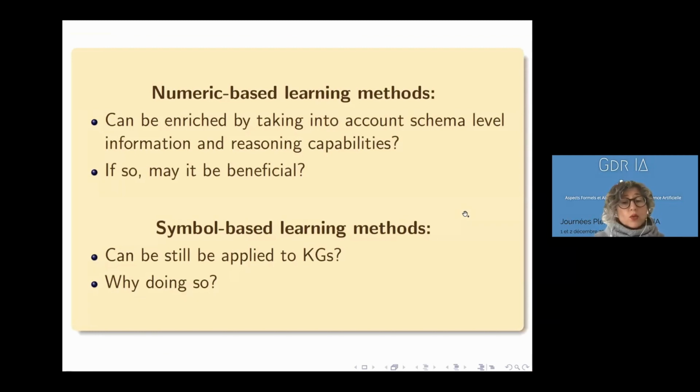So what I will try to do in the rest of this talk is to provide answers to a couple of questions. The first one regards numeric-based learning methods that almost disregard the existence of background knowledge and the exploitation of deductive reasoning capabilities. And the first question would be if it is possible to somehow enhance these methods with schema-level information and deductive reasoning capabilities, and try to understand if this could actually be beneficial.